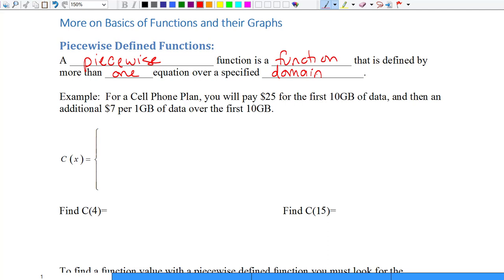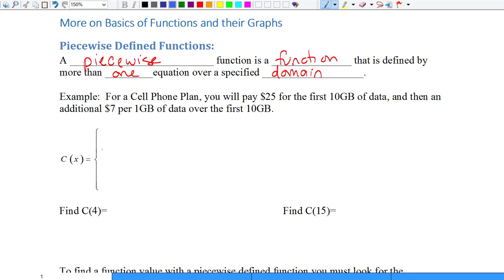The first equation is what you're going to pay from 0 to 10 gigabytes. No matter if you don't use the phone at all or you use all 10 gigabytes for that month, you're going to pay $25. That's one rule. Every rule needs to have its own equation over a specified domain. But anything over 10, you have a different rule. You're still going to pay the $25, but in addition, you're going to pay some more money. So we have two different functions describing the plan depending on how much data you use.